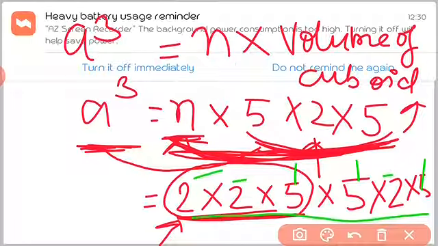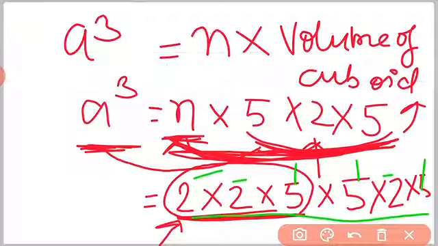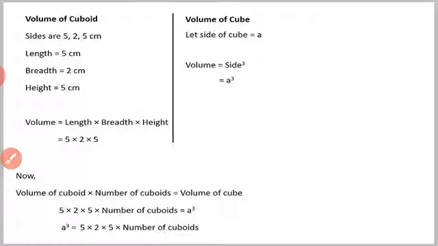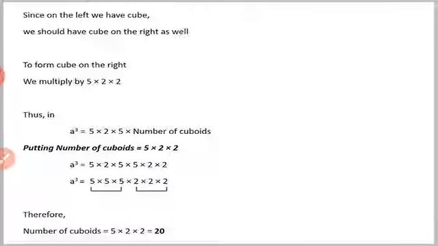So what we multiplied on our own? We multiplied 2 2 and 5. So what is the product of this? You will get 20. 2 multiply 2 is 4, and 4 multiply 5 is 20. So we multiplied actually 20 on our own to make it a perfect cube. So 20 cuboids are required to make a cube. Hope this is clear, children. So this is the solution.